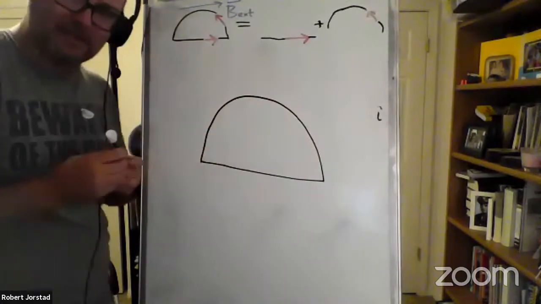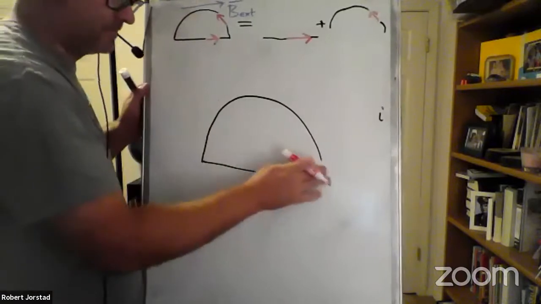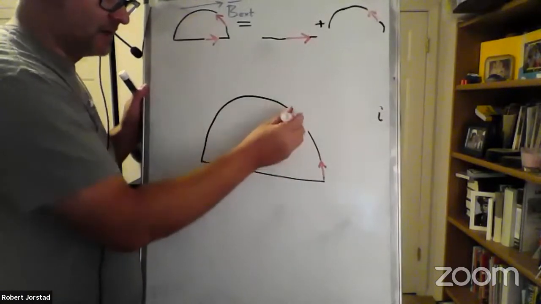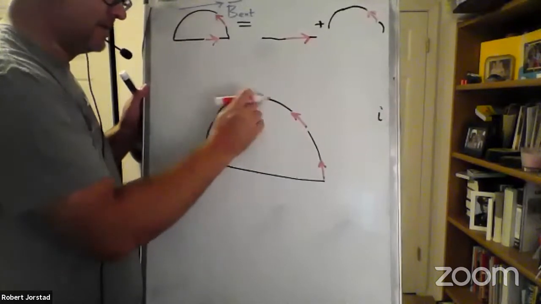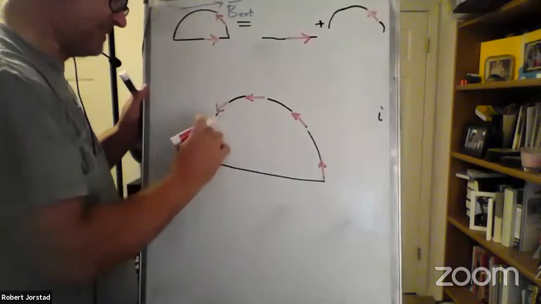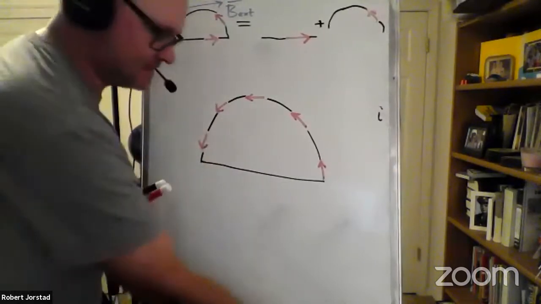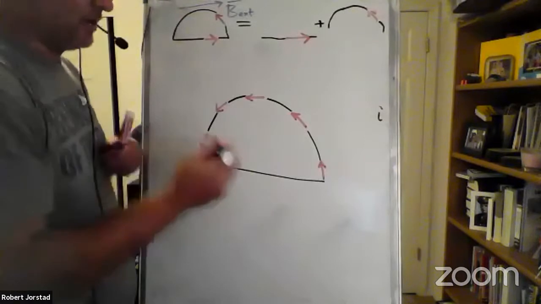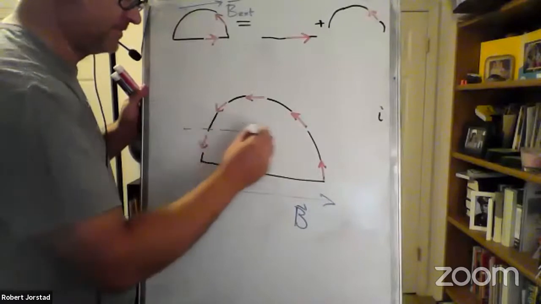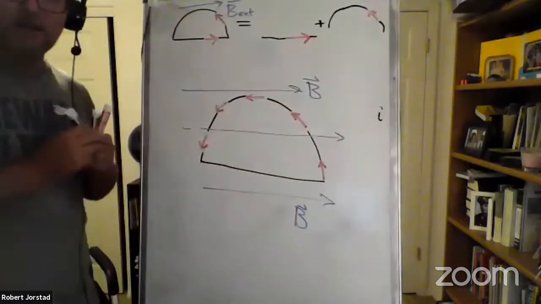Now think, let's do three cases. Actually, let's do a couple of cases. There's a current right here, right here, right here. It's the same current. Now in each of these cases, we know the B field for all of this is pointing this way, right? Okay, let's think about this.